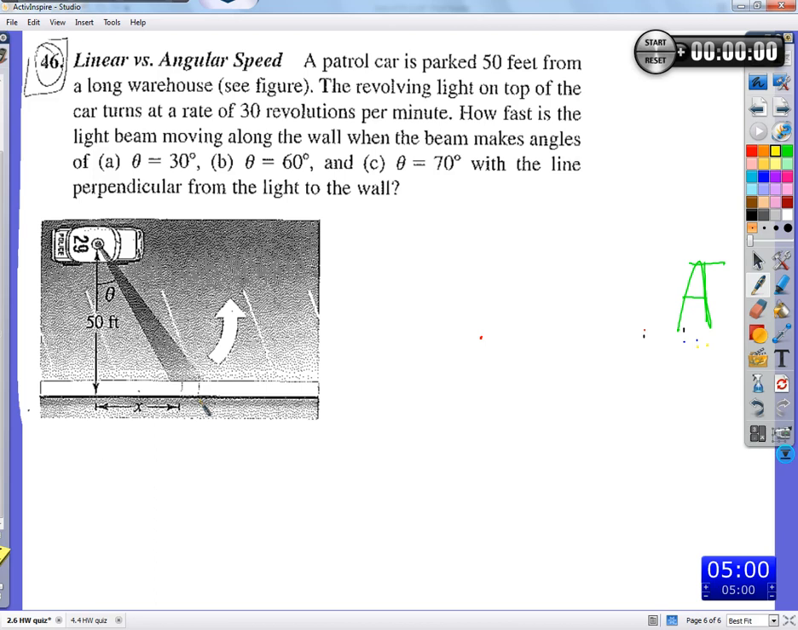Assuming the wall is forever and ever long, it would have to be still if it was straight. Exactly, like parallel. If it was a 90-degree angle, it wouldn't be hitting. You see what I'm saying though? It just seems like the speed will increase more and more and more as the light angles this way more and more and more.